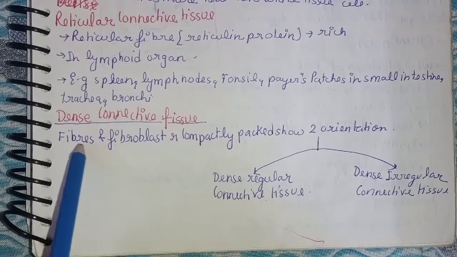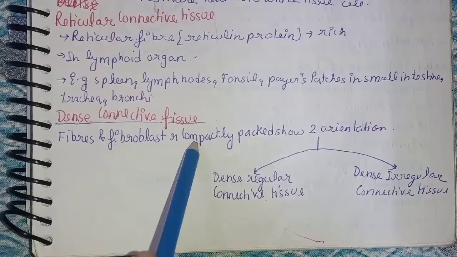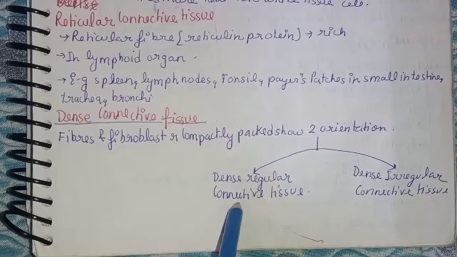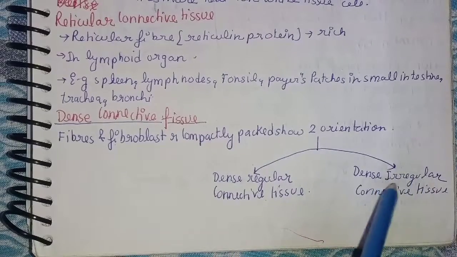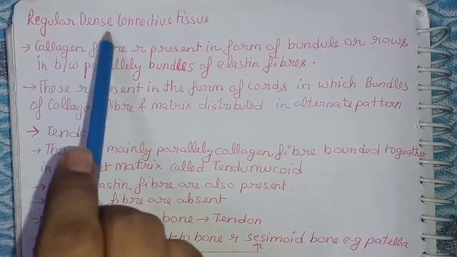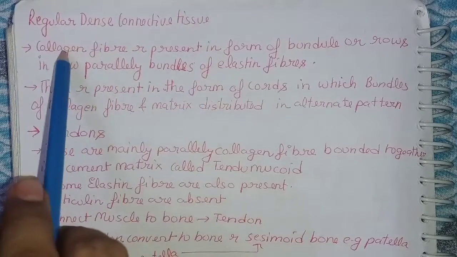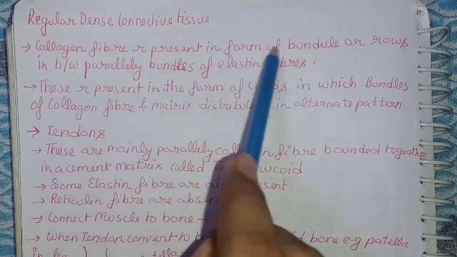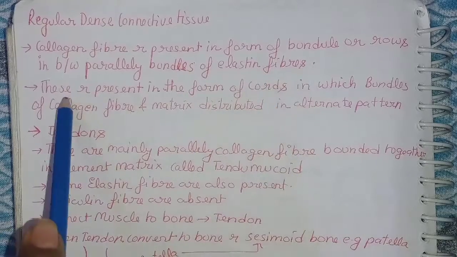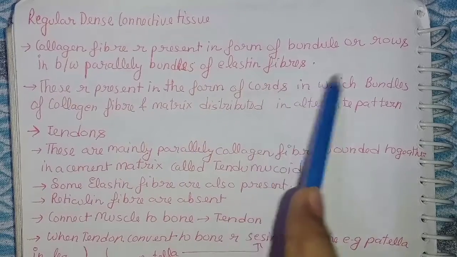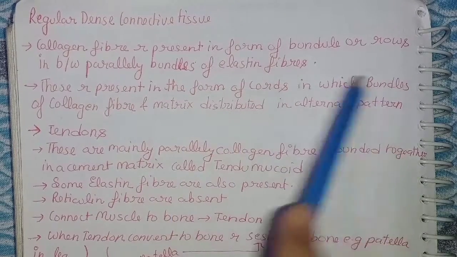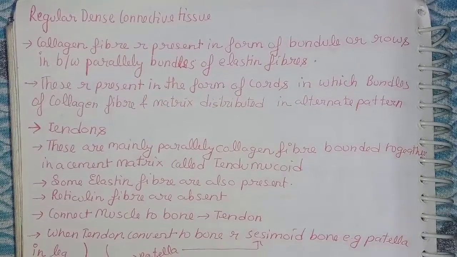Dense connective tissue is basically rich in fibers, and fibroblasts are compactly packed, showing two orientations: dense regular connective tissue and dense irregular connective tissue. As you can see, in regular dense connective tissue, collagen fibers are present in the form of bundles or rows in between parallel bundles of elastin fibers. These are present in the form of cords in which bundles of collagen fiber and matrix are distributed in an alternate pattern. Now coming to its part, that is tendon.